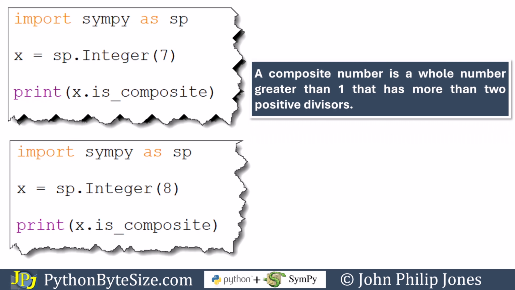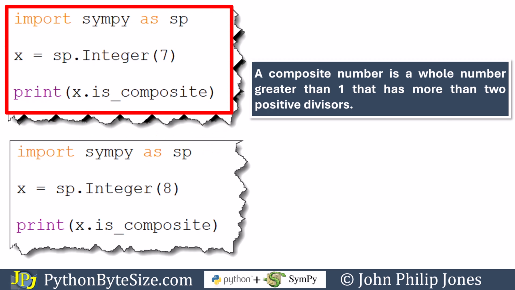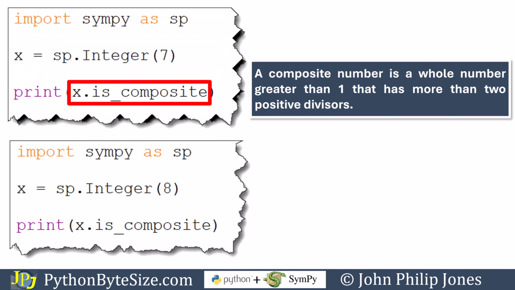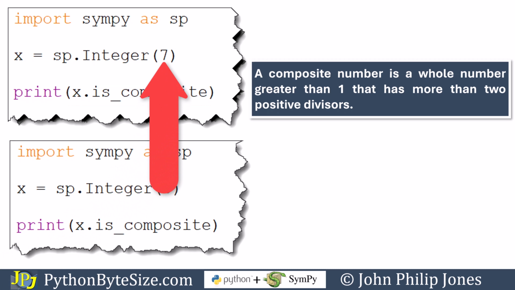A composite number is a whole number greater than 1 that has more than 2 positive divisors. Now, for the program we're currently looking at, we're going to be asking, is x a composite number? Now, we know 7 is a prime number, so it cannot be a composite number.